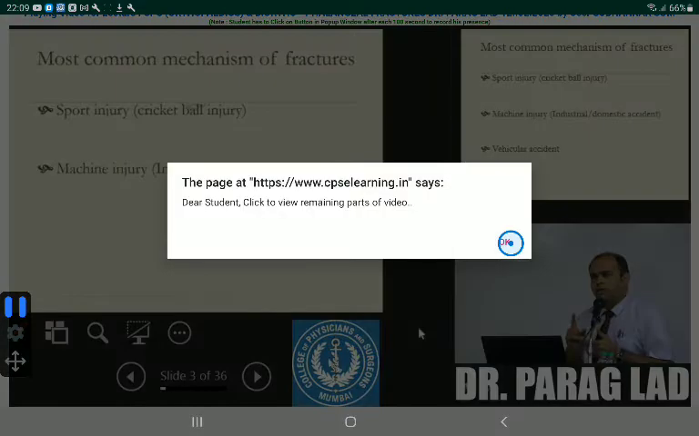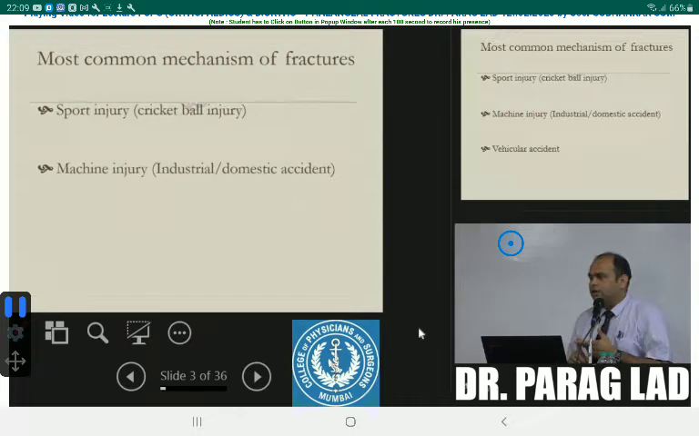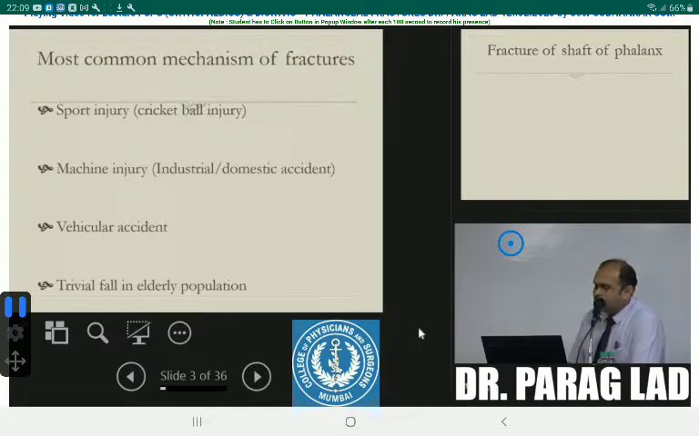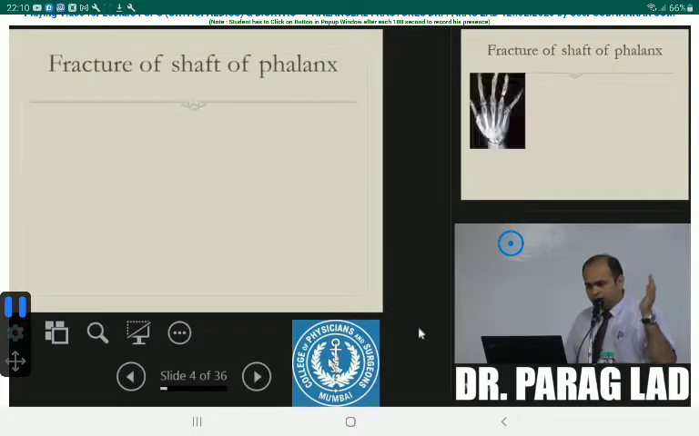Wicket keeping and catching while fielding, these are the two most common mechanisms of injury to get a hand fracture. Then we get an industrial or a domestic accident, mixture injury or any machine injury. Then of course a vehicular accident, and then a trivial fall in an elderly population. While getting up in bed, they just slip their hand and they get a fracture in the shaft of the phalanx. Now let us treat one fracture, that is the shaft of the phalanx.